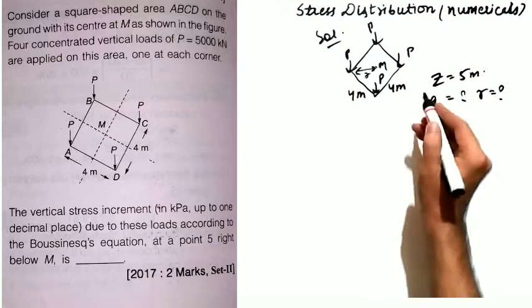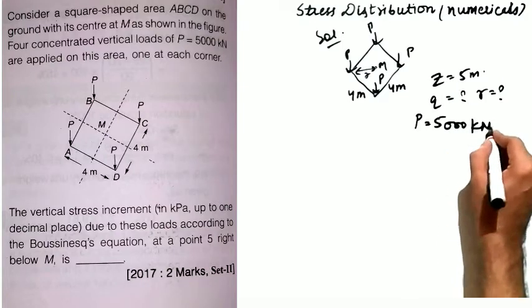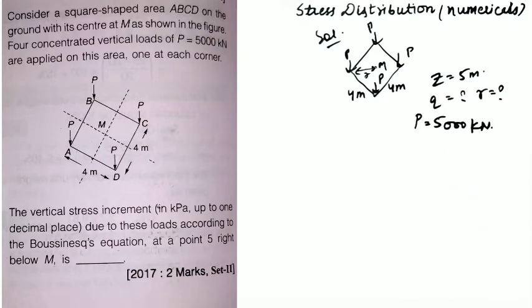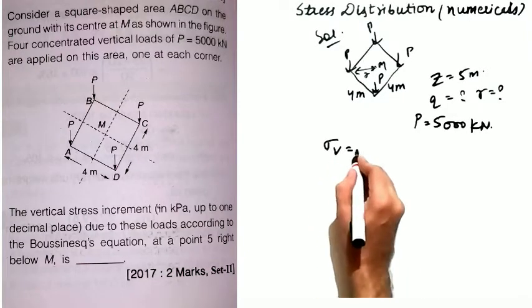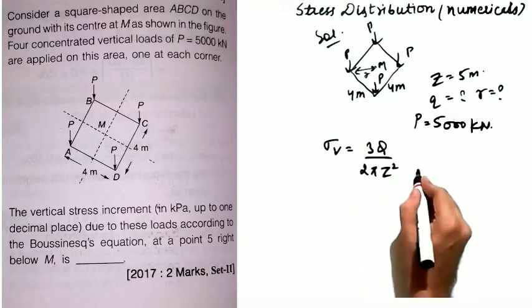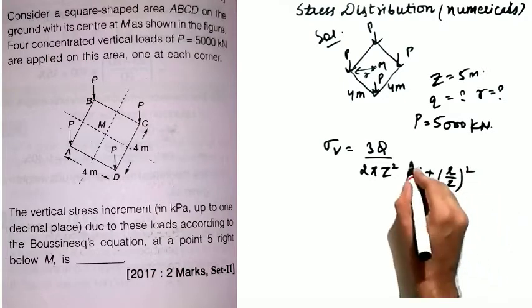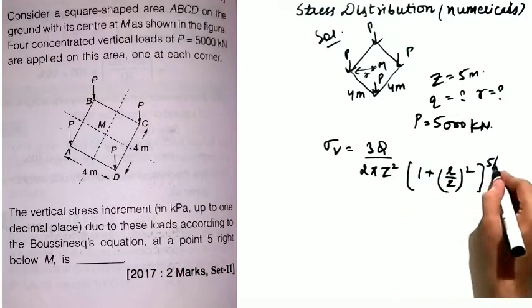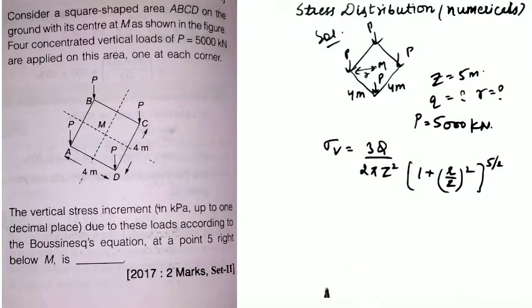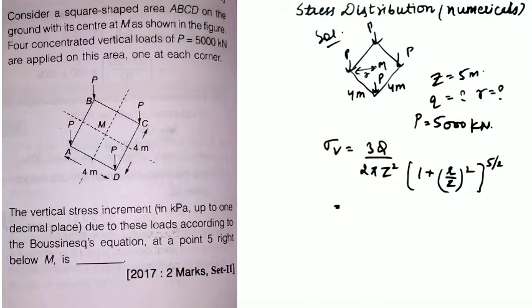We are given P equals 5000 kilonewton. It is in kilonewton and we require to calculate the stress in kilonewton per meter square, that means kilopascal. So let us apply the Boussinesq's equation. It is equal to 3Q upon 2 pi Z square, 1 plus (r by z) square to the power 5 by 2. So this is the equation. So this is for one load. We can calculate it for 4 loads by multiplying it with 4.